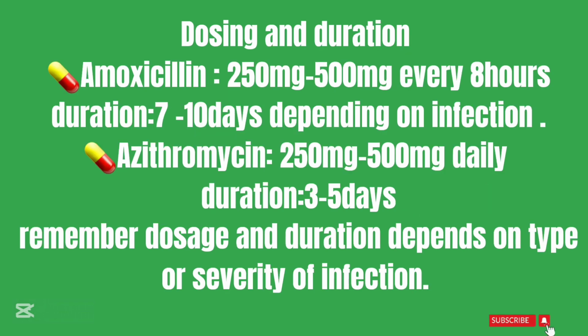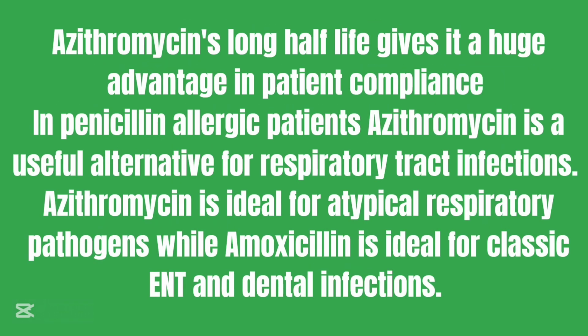Dosing and duration: amoxicillin 250 mg to 500 mg every 8 hours, duration 7 to 10 days depending on the infection. For azithromycin, 250 mg to 500 mg daily, duration 3 to 5 days. For some cases, for some STIs, you can do 1000 mg as a single dose. So remember, the dosage and duration depends on the type or severity of the infection. If you're not a pharmacist watching this, ensure you get clear directions from a pharmacist.